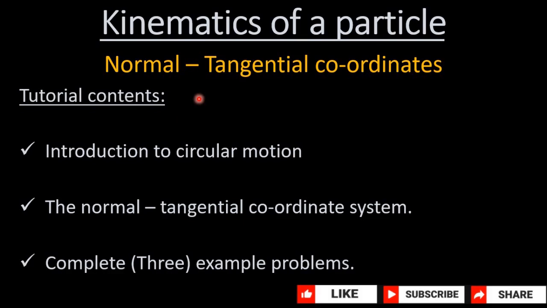This is lesson number 3 for engineering dynamics. In this tutorial we will look at the normal tangential coordinate system, so normal tangential coordinates. The tutorial contents include an introduction to circular motion. We will look at the normal tangential coordinate system and we'll complete 3 example problems. So let's continue on.